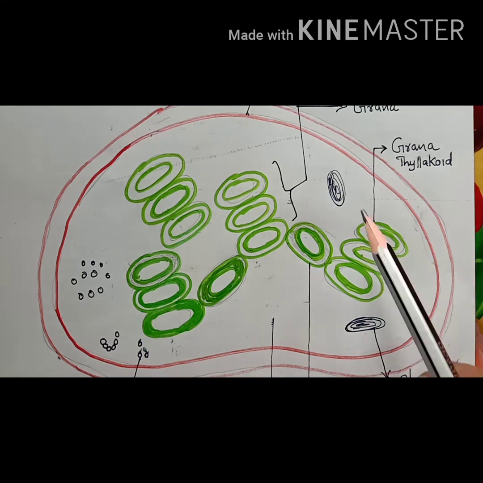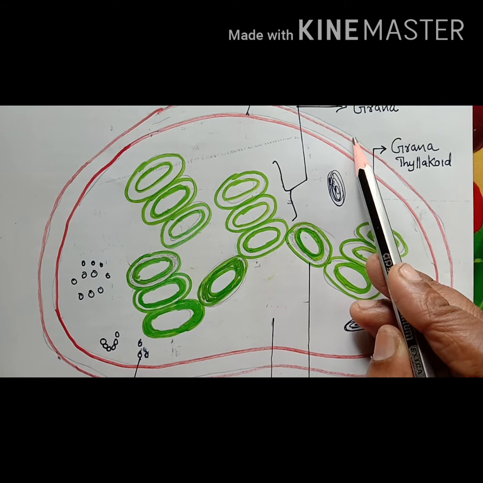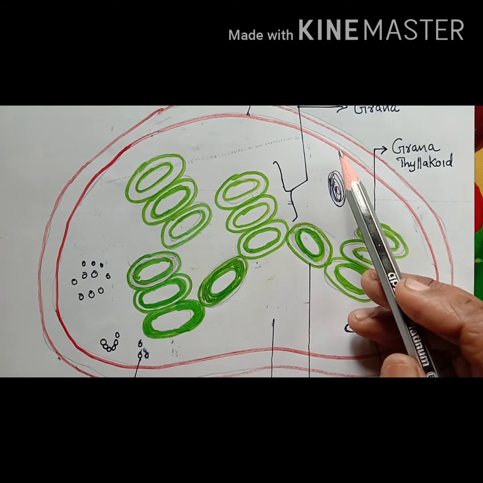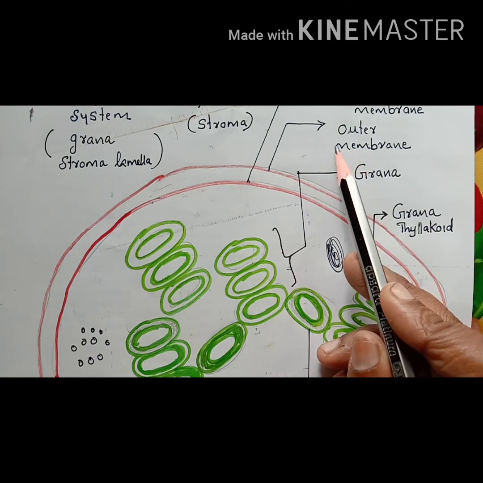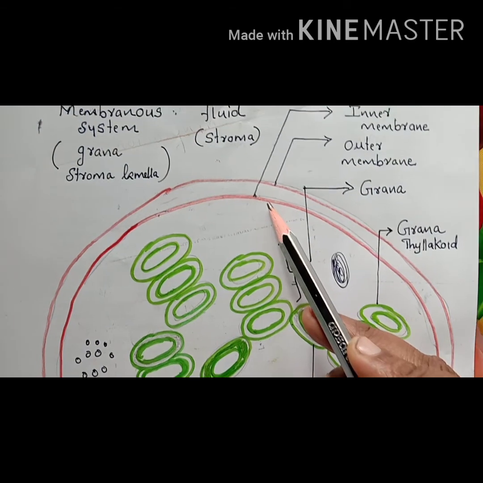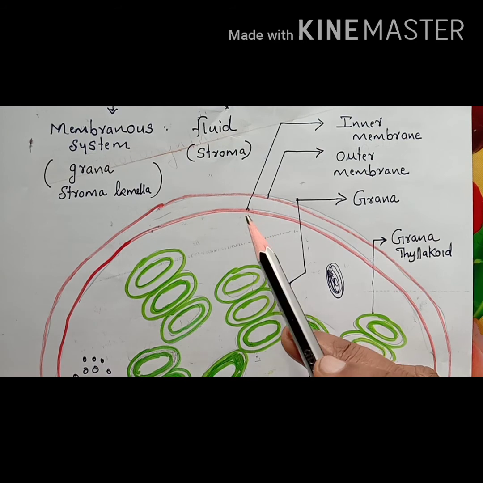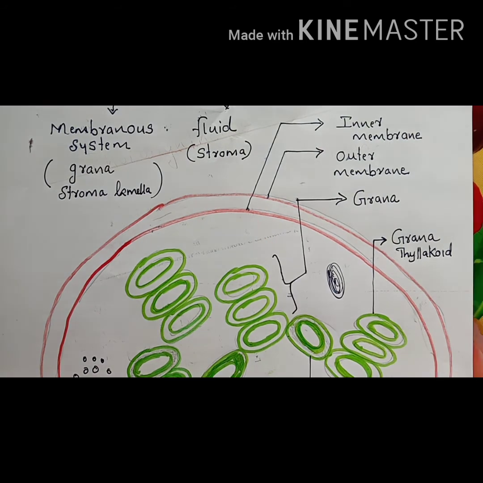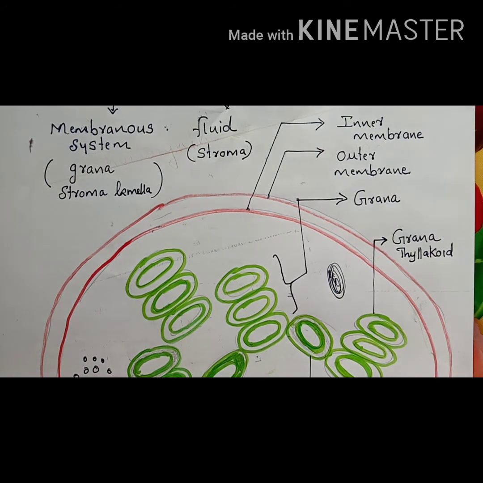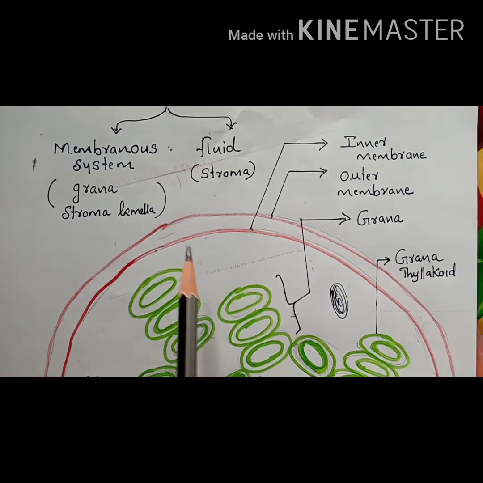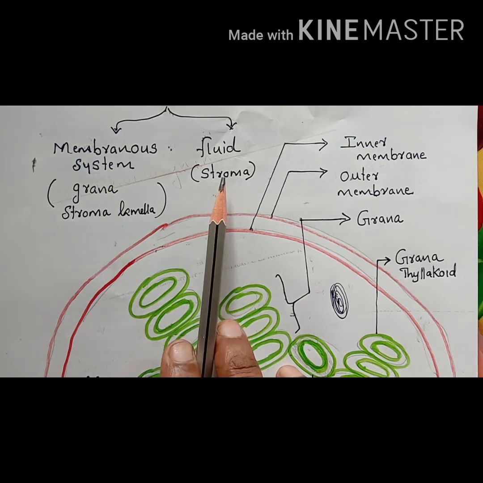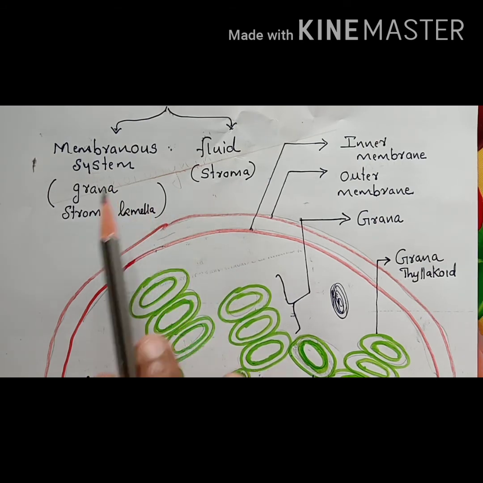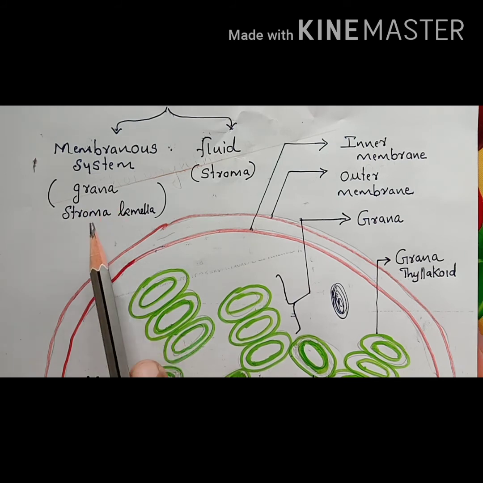Chloroplast consists of two membranes. Here you can see two membranes. The outermost layer is called the outer membrane. The inner one is called the inner membrane. Inside the chloroplast mainly we can see two structures. They are a membranous system and a fluid. The membranous system includes grana and stroma lamella.